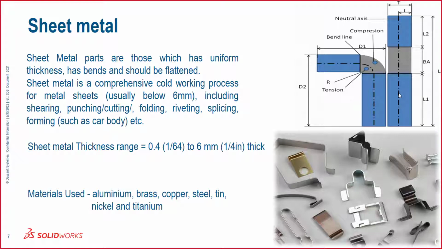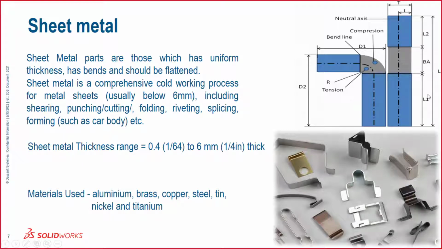At your right corner, you can see a few of the sheet metal components which I have showcased, which have gone through the bending process, folding, riveting, and even the forming process. In this industry, the standard materials used are aluminum, which is predominantly used, and brass, copper, steel, as well as nickel and titanium. Coming to the nomenclature of sheet metal components, we cannot take the flattened length into account.